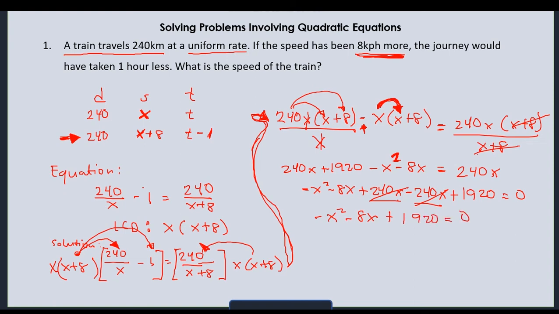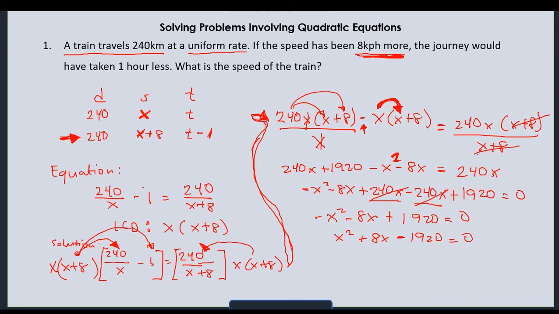Now I'm going to rearrange this one. This can also be written as x squared plus 8x minus 1920 equals 0. You can divide both sides by negative 1 to make the quadratic term positive. As you can see, we have here a negative quadratic term, so I just want to make it a positive quadratic term. So multiply or divide both sides by negative 1 to get the same equation.